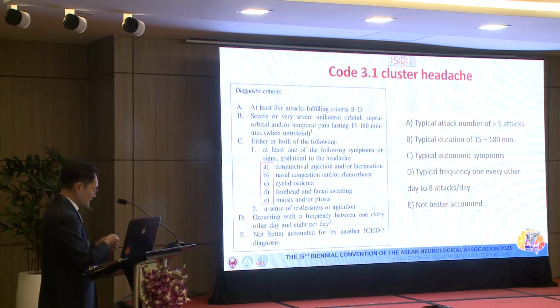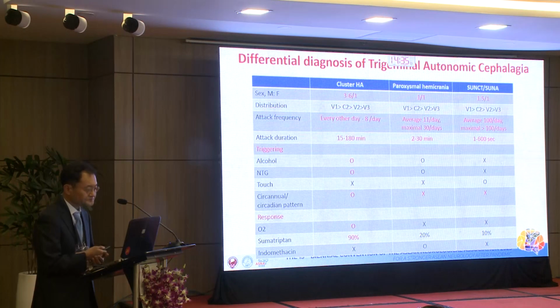This is the cluster headache diagnosis. Typical attack number is more than 5 attacks, and typical duration is 15 to 180 minutes. Typical autonomic symptoms: conjunctival injection or lacrimation, nasal congestion or rhinorrhea, eyelid edema, forehead or facial swelling, miosis or ptosis. Typical frequency is 1 every other day to 8 attacks per day. Not better accounted for by other diagnoses.